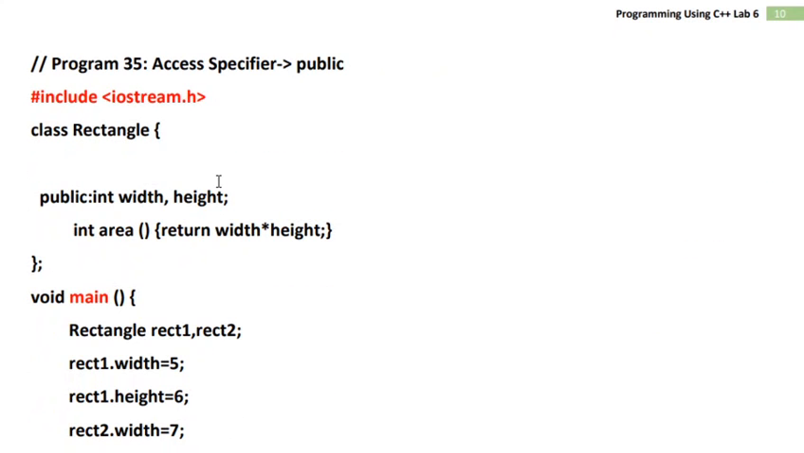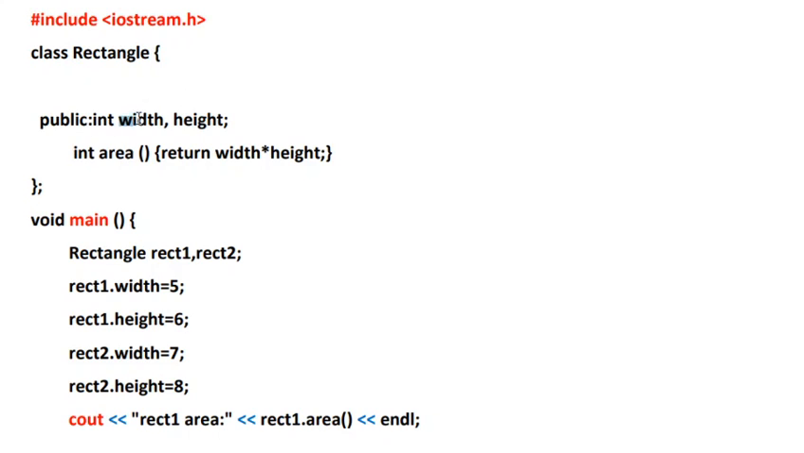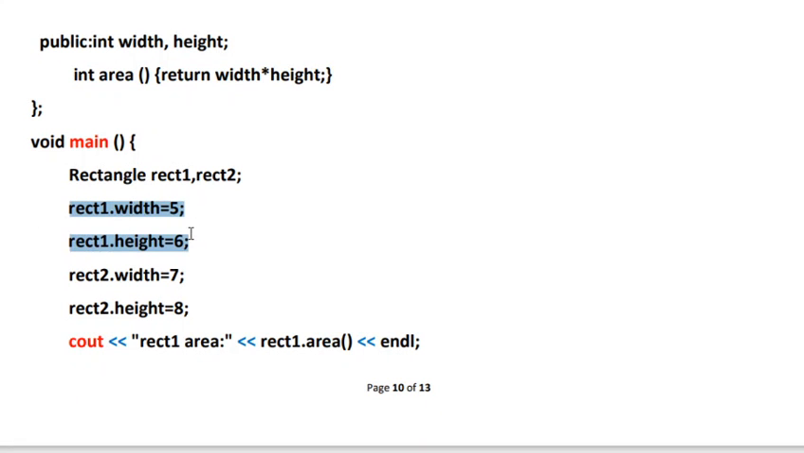Now here we have the same program being reframed where width and height are public members of the class, right? Width and height are placed in the public section of the class, and area is also a public function. Now we can individually assign the width and height to the members of rect1 and rect2. Rect1 and rect2 are objects of class rectangle where width and height can be individually assigned values. So 5 and 6 is assigned to width and height of rect1, and 7 and 8 is assigned to width and height of rect2.